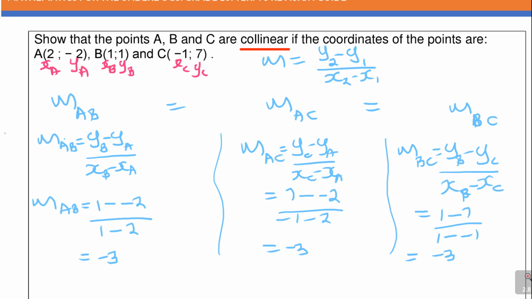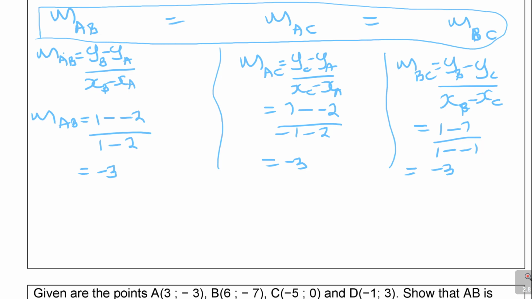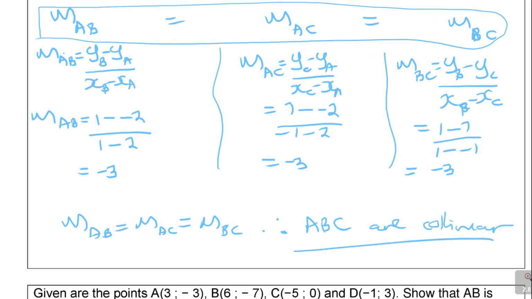So it's sure that the points A, B, C are collinear. Then you can say this statement, this is your conclusion: M of AB is equal to M of AC, which is equal to M of BC. Therefore, A, B, C are collinear. So, collinear, use gradient. If they ask you about collinear, use gradient. It's the same as parallel lines. The concept of collinear and parallel lines, you just use the same idea, the concept of the gradient.